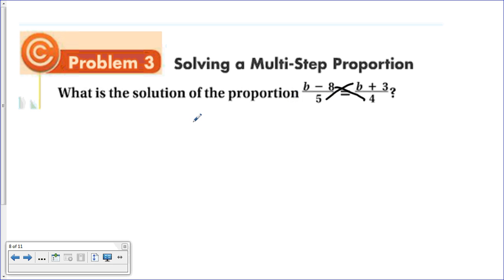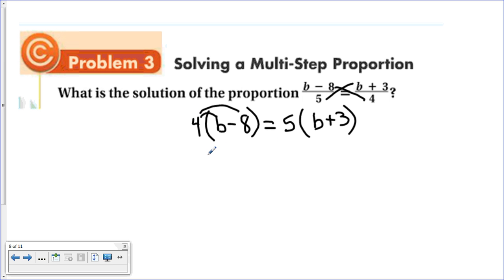So we now have 4 times b minus 8. That's this first one. And again, it doesn't matter which way you go first, just so you know that. Equals 5 times b plus 3. And now we distribute. So 4 times b is 4b. 4 times negative 8 is negative 32. 5 times b is 5b. 5 times 3 is 15.